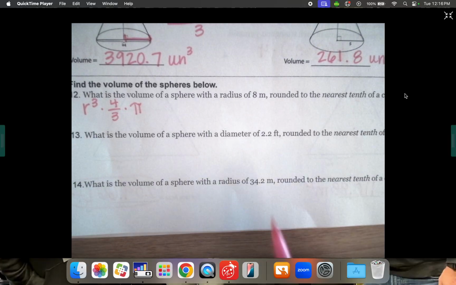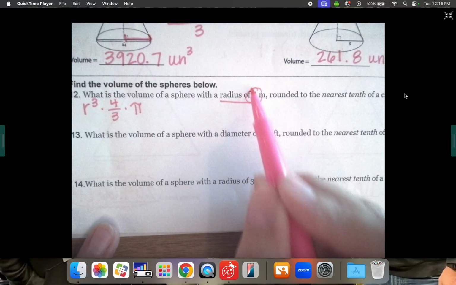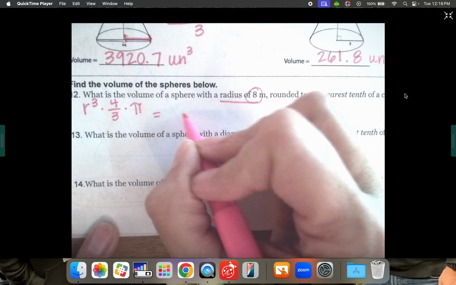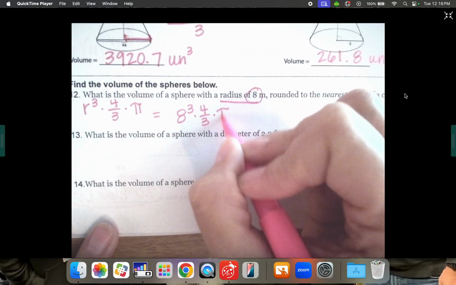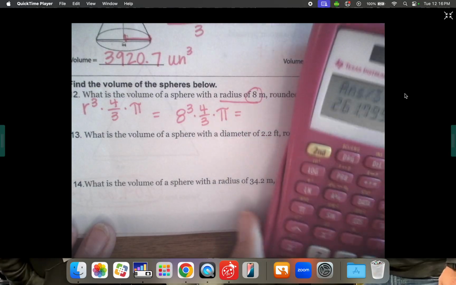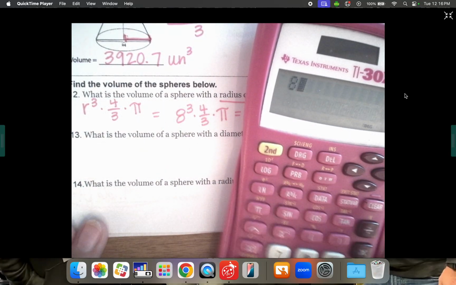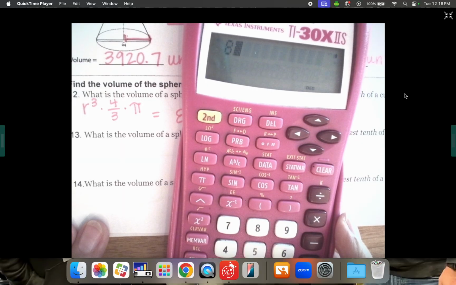So let's look at the first one. It gives us the radius, thankfully. So we're going to do 8 cubed times 4/3 times pi. And that's it. So 8, and remember, I don't have a cubed button. I know some of you, depending on your calculator, might. So I have to use this little caret key that looks kind of like a rooftop.